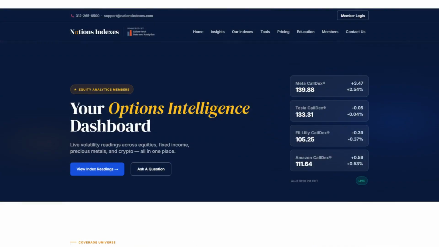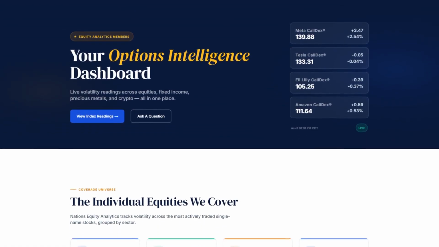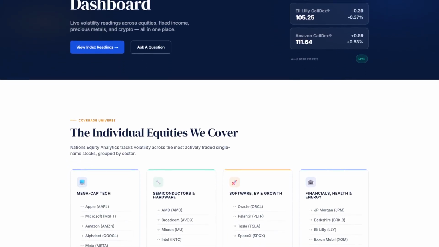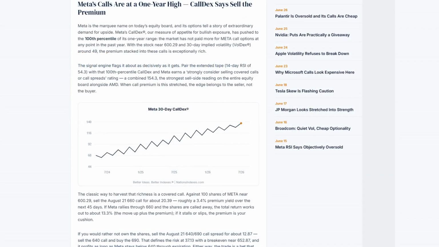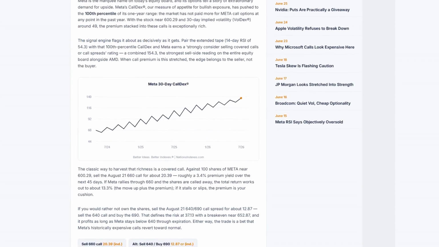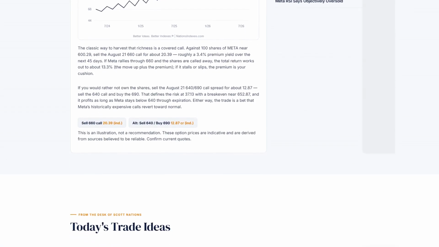Equity Analytics is the same engine pointed at the 19 most actively traded single names: megacap tech, semiconductors, software and growth, financials, healthcare, and energy. Same tables, same percentile context, plus a daily single-name trade idea.